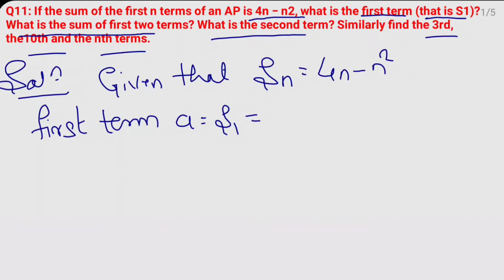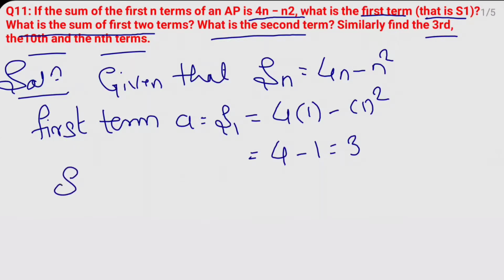So when we consider the first term, here n is replaced by 1. So 4 into 1 minus 1 square. Here also n is replaced by 1. So here we got 4 minus 1 square is 1. 4 minus 1 is 3. So here first term is 3, or sum of first term is also 3. Is it clear?